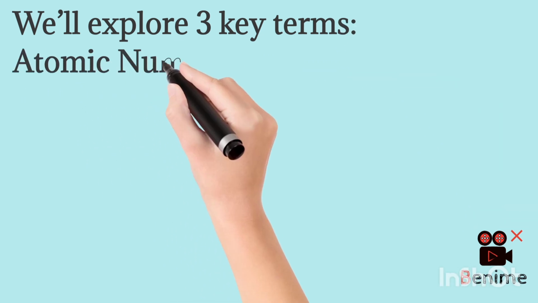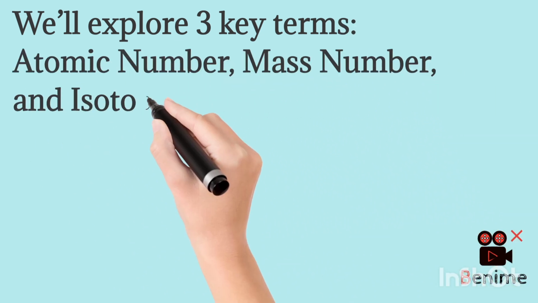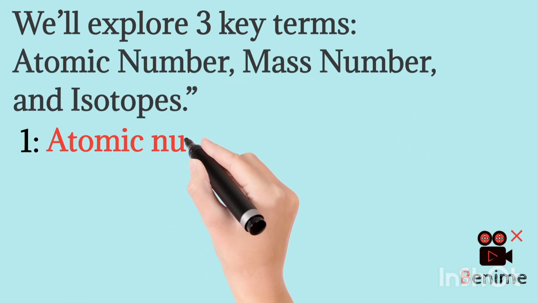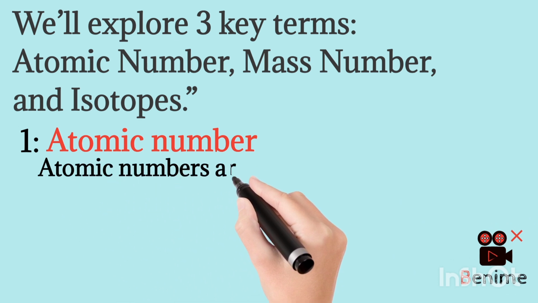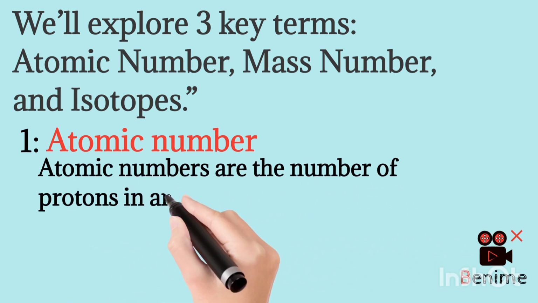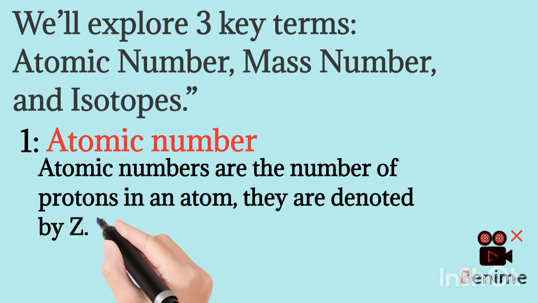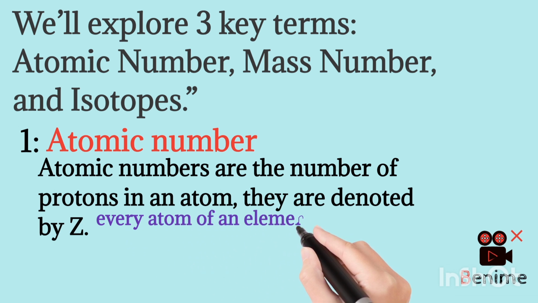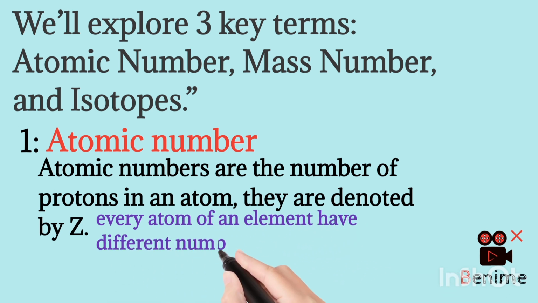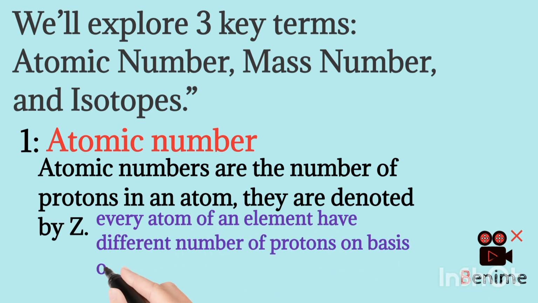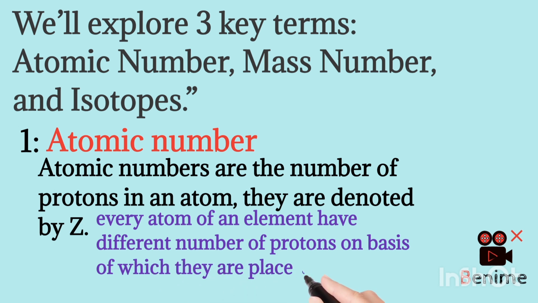Three key terms are associated with an atom: atomic number, mass number and isotopes. Atomic number is the number of protons in an atom and is denoted by Z. Mass number is the number of protons plus neutrons in the nucleus of an atom and is denoted by A, whereas neutrons are obtained by subtracting the atomic number from the mass number. These neutrons are denoted by N.